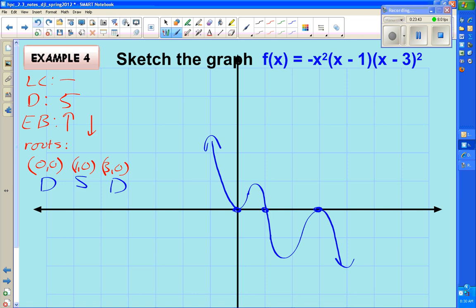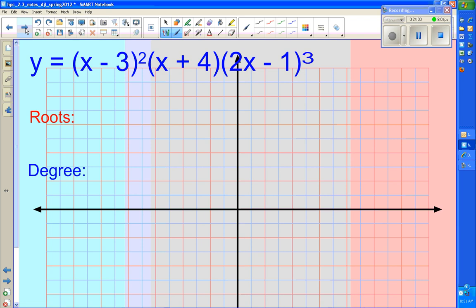You OCD people can plot all kinds of points in between these roots to figure out how high up and how far down you go. I don't care. This is all I need from you. This is one of those ones you want to just keep it simple.